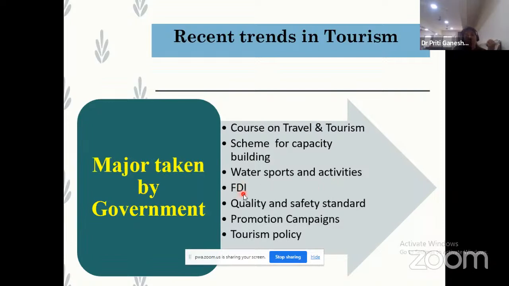The government started FDI, where foreign hotels will come and set up, so that people will be attracted and they can plan their travelling. Then quality and safety standards also have to be maintained. When a foreigner comes to India, then it is our duty to protect them. So the government also initiated that.